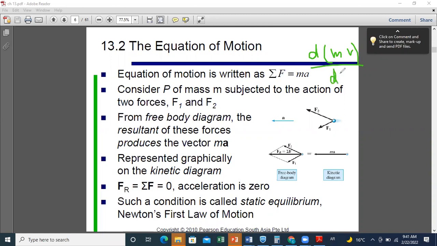As you said, if m is varying, we should decompose this term into two parts, which are m dv by dt, which is m times a, plus dm by dt times v. But for our study here, for rigid bodies and for particles, we'll consider constant mass, not variable mass. This is why this term will cancel out, and the sum of forces will be equal to mass times acceleration.